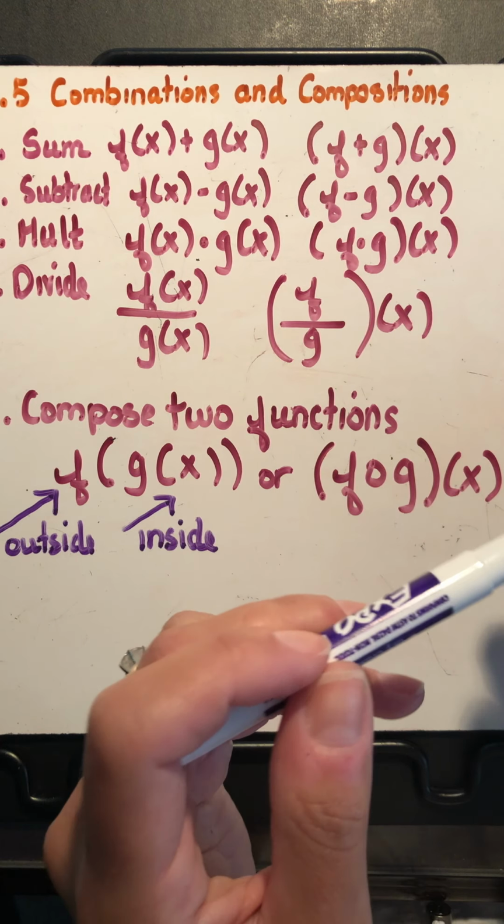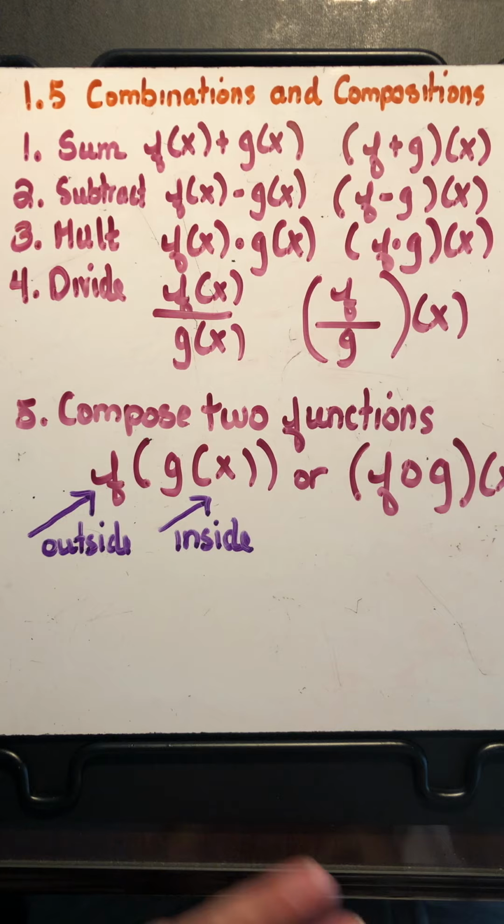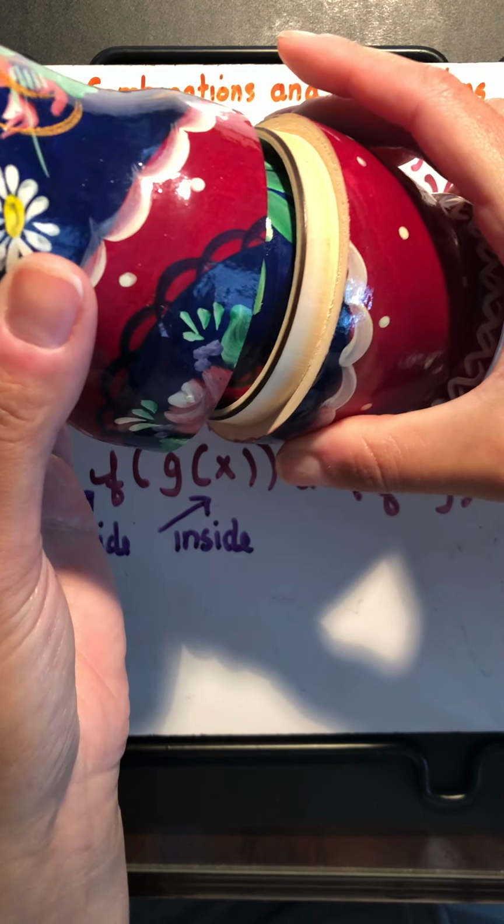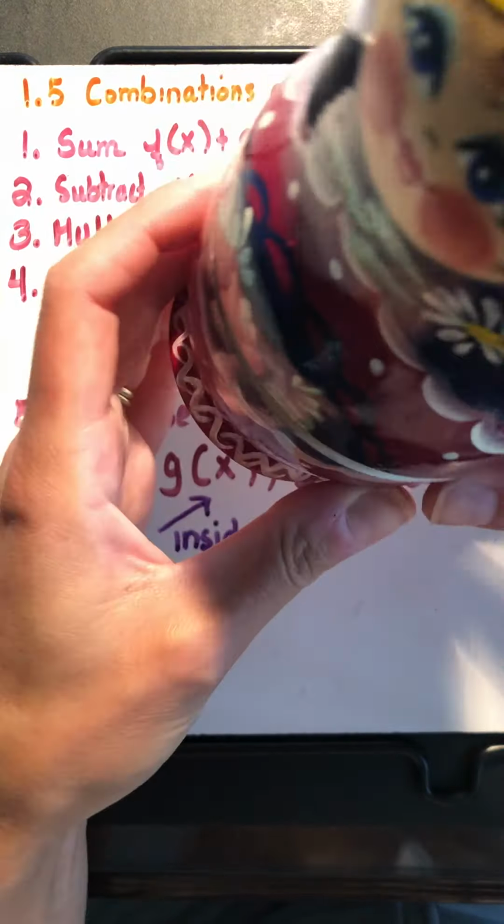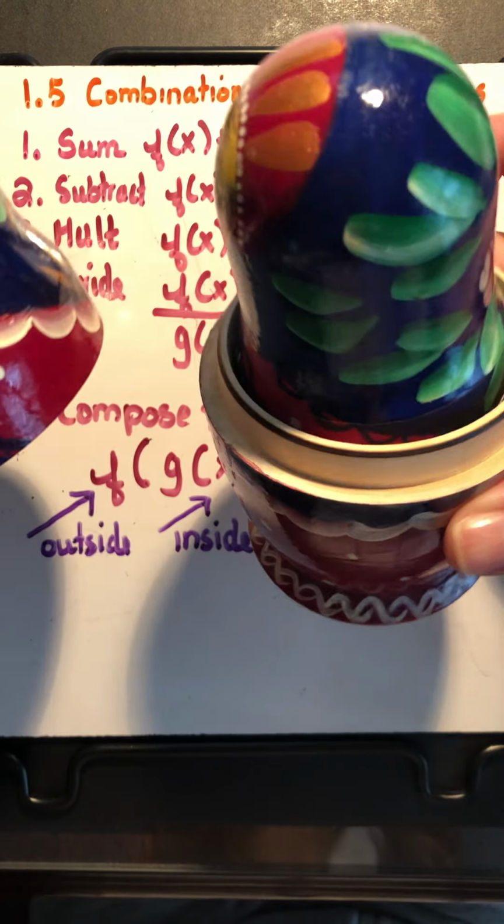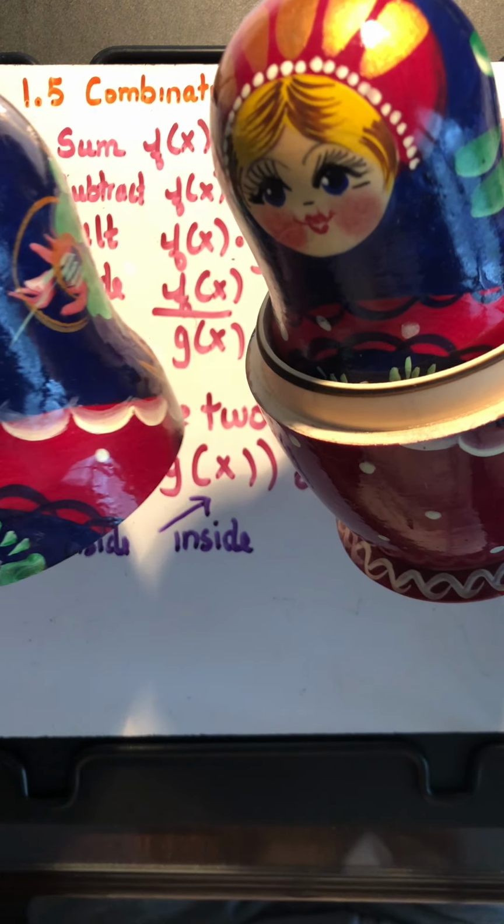Okay, so what do I mean? I'm going to do some examples in a second, but what do I mean by composing two functions? I have a little demonstration that I want to show you. I don't know if you guys have ever seen these Russian dolls. Can you kind of see what this is? My mother-in-law actually gave me this as a Christmas present one year. It's kind of hard to tell in the video, but if you open it up, you see another doll inside. I always think of this when I think of composition of functions.